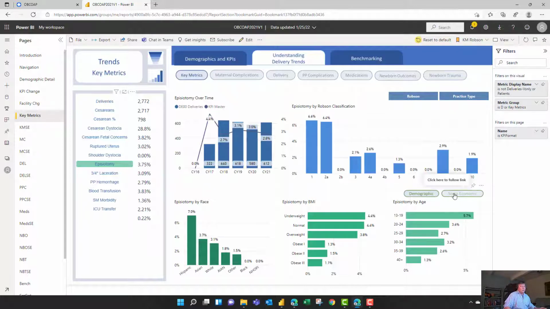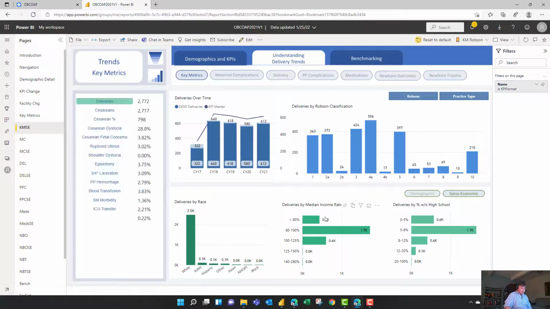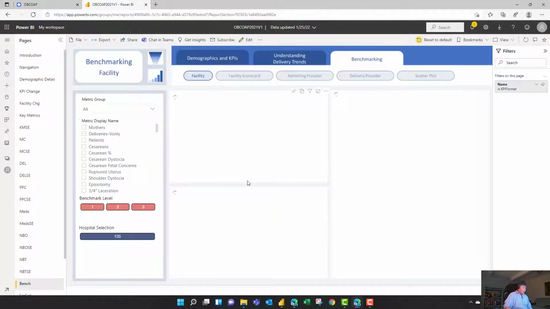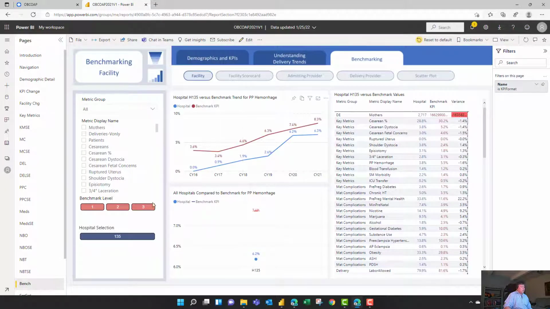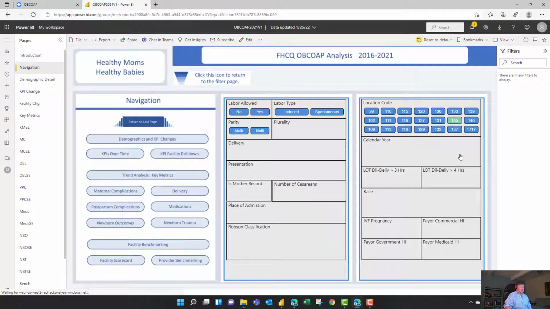I've also kept the ability to look at demographic, where we're looking at BMI or age bucket, or switch to socioeconomic and look at median income ratio or percentage without high school. And that applies for all of these different pages: maternal complications, delivery, postpartum complications, medications, newborn outcomes, and newborn trauma. The benchmarking view is, I think, virtually unchanged to what it was before. Here we have just one hospital. Let's go back and select the entire range of hospitals.